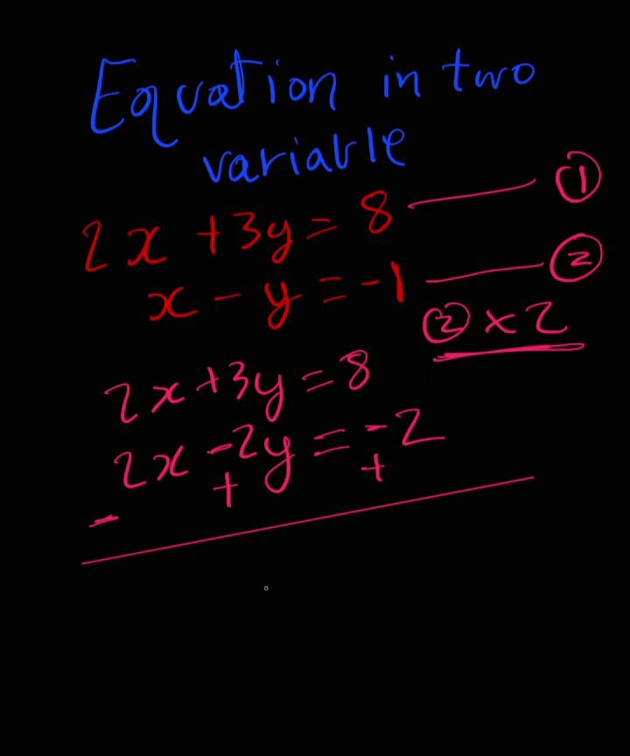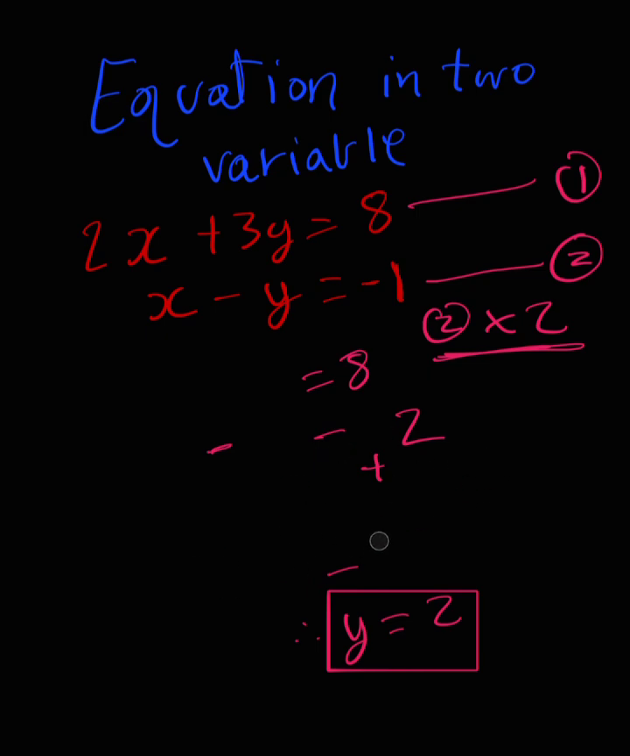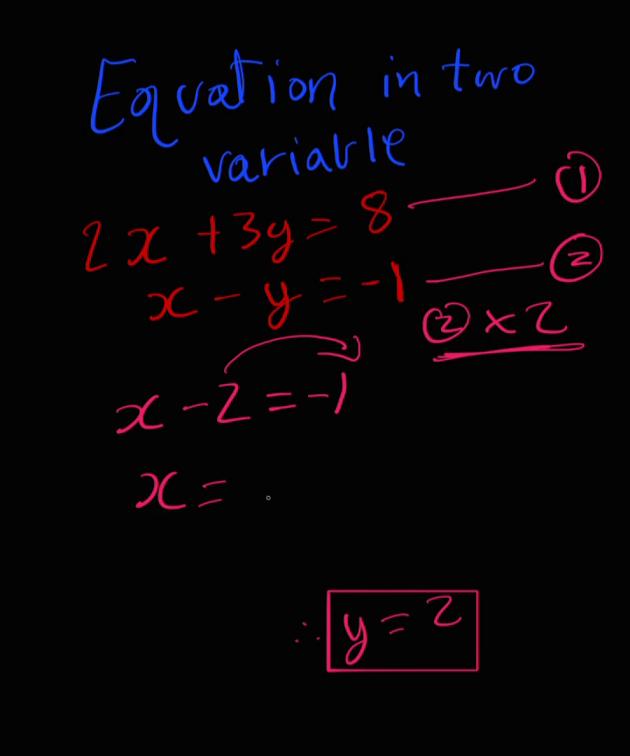So now let's do it. If I do it right now, what I will get here is 5y is equal to 10. Therefore, y is equal to 2. That's our answer. Now, I can just substitute this in equation 1 or equation 2 and I will get my answer. So let's substitute this in equation number 1. So, x minus 2 is equal to minus 1. This will go there. X is equal to minus 1 plus 2. X is equal to 1. And that's our answer.